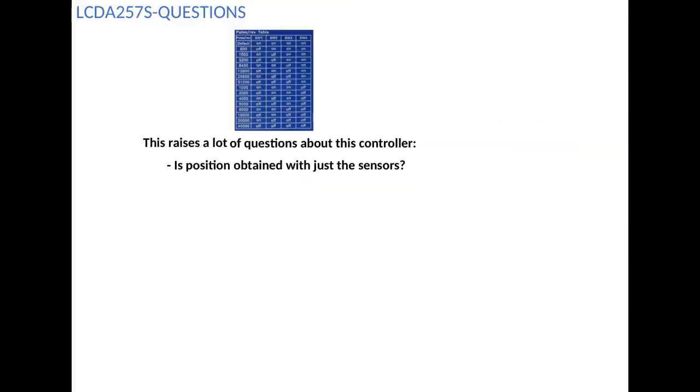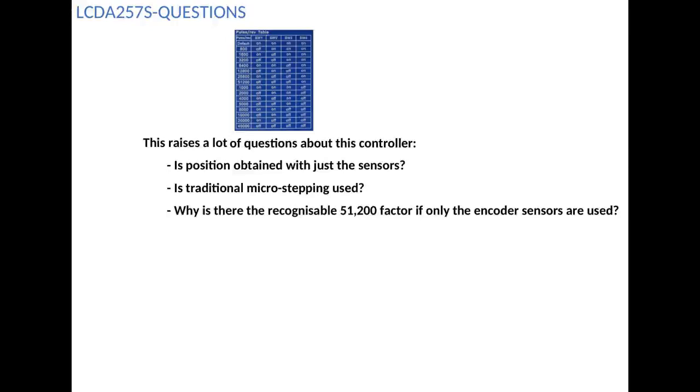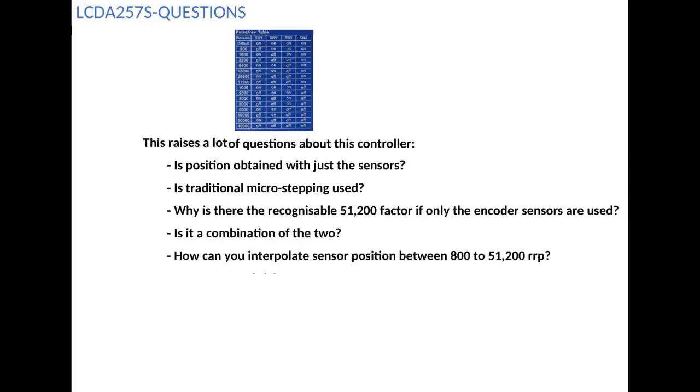So for me this raises some questions. Is position attained with just the sensors? Is there some interpolation used to determine actual position? Is traditional microstepping used for controlling motor current? Why is there the recognizable 51,200 factor if only the encoder sensors are used? Is it a combination of the two? If only sensors are used, how do you interpolate sensor position between 800 positions to 51,200? How accurate is it, and how repeatable?